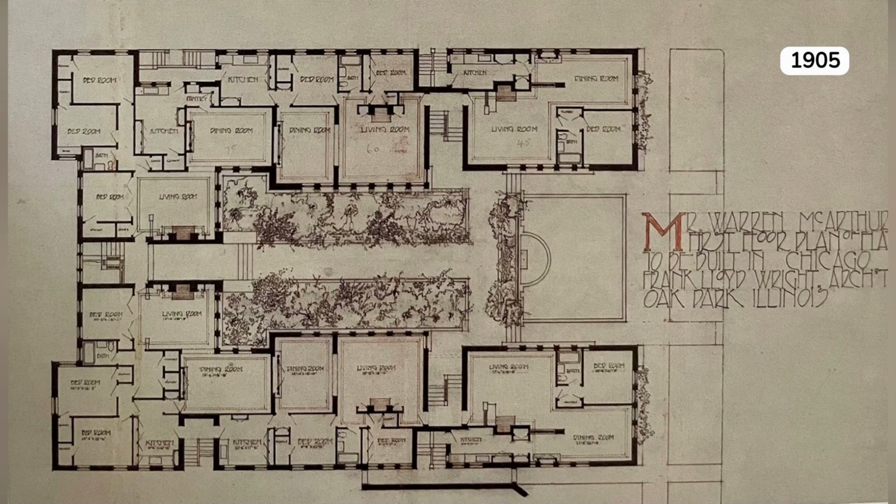Architecturally, the building mirrors the aesthetic of Unity Temple, with its use of reinforced concrete slabs and distinctive flat projecting roofs, emphasizing Wright's innovative approach to urban residential design.